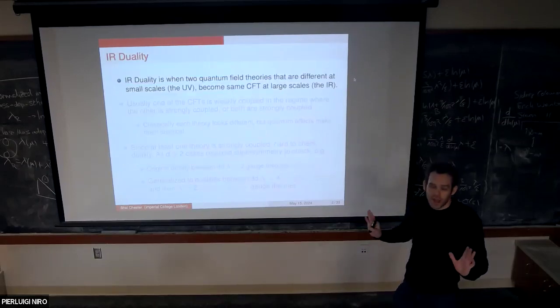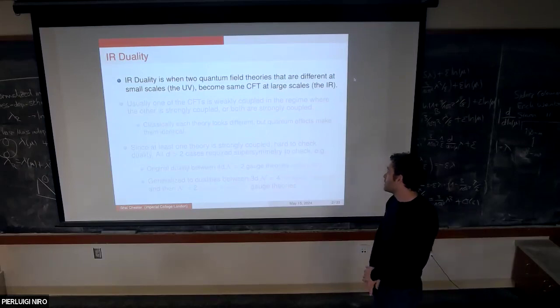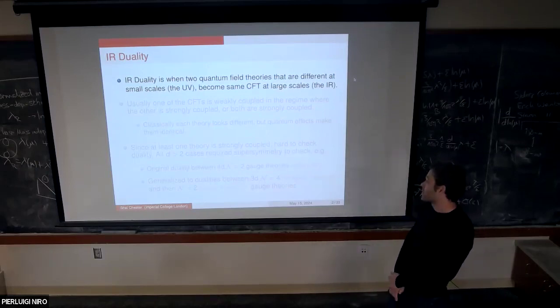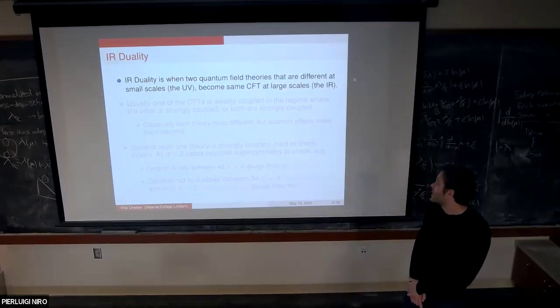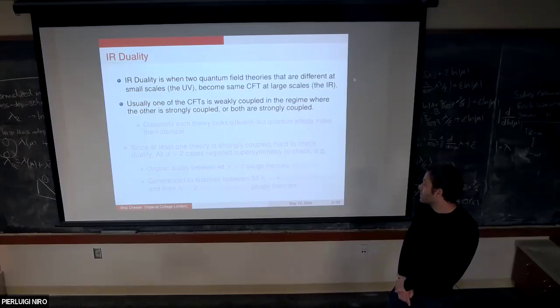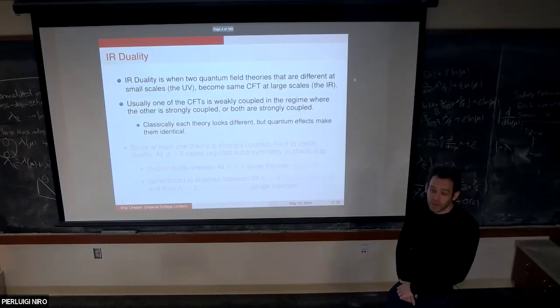Let me start with the idea of IR duality, because there are many notions of duality. IR duality is when you have two quantum field theories that are different at small scales, what we call the UV, which could be a lattice, for instance, but they become the same conformal field theory at large scales, which is what's called the IR. Usually one of these is weakly coupled in the regime where the other is strongly coupled, or they're both strongly coupled. The point is that it's rare that both are weakly coupled, and that's what makes it non-trivial. Otherwise, it would be kind of silly.